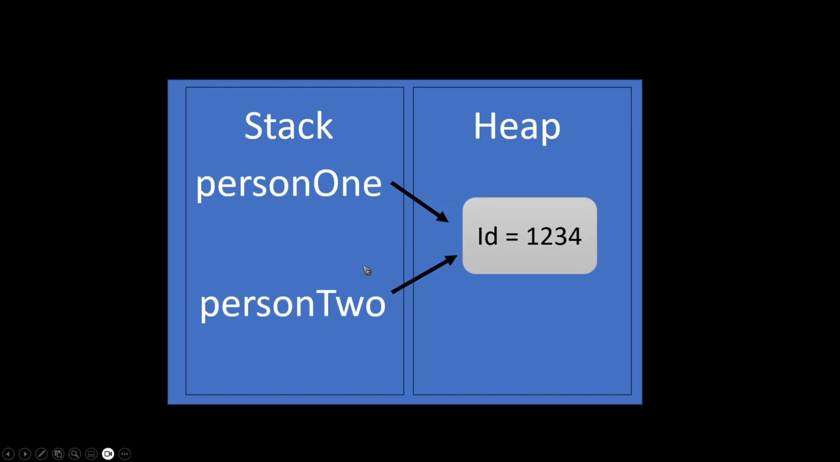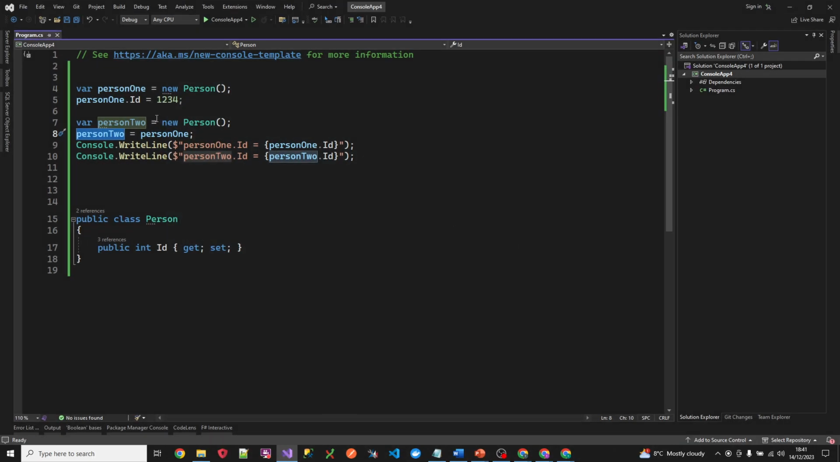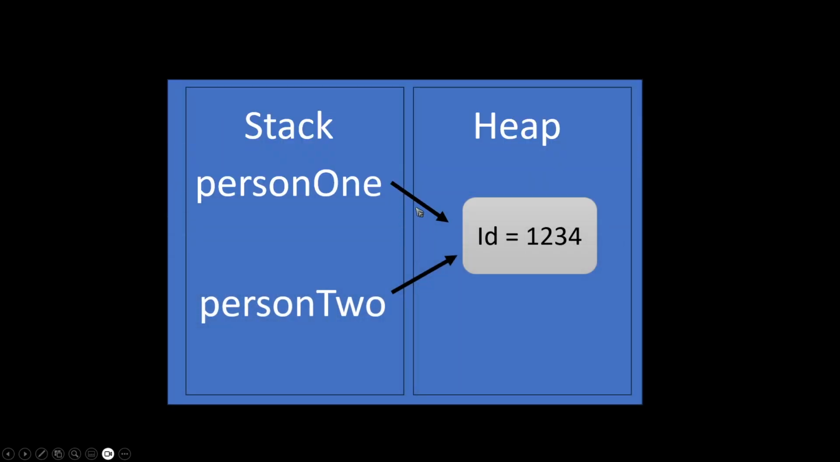So, whoa, something different. As you can see here, the reference person 1 and person 2 is stored in the stack. This is stored in the stack, and this is stored in the stack. But the object that it points to is stored in the heap. Because we set this person2 reference to equal this reference, it's basically pointing to this memory location in the heap. So they both share the same memory location.